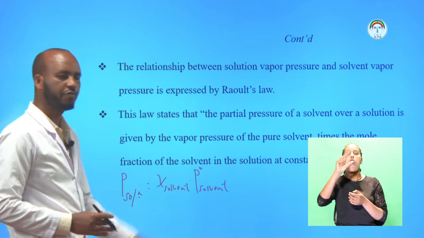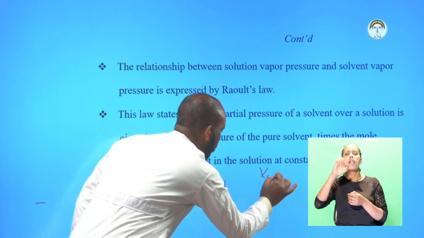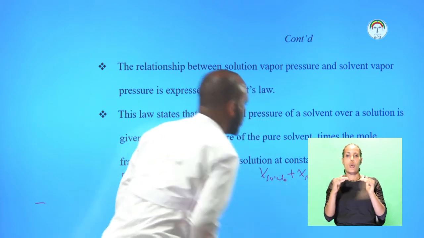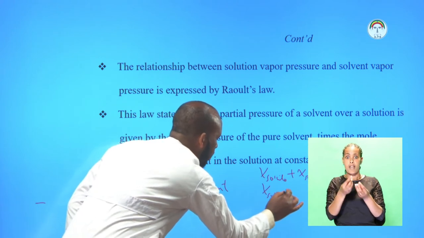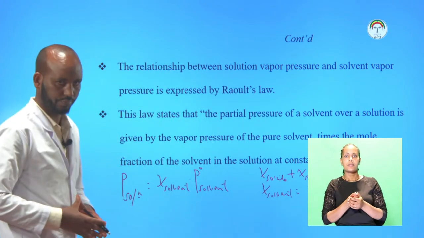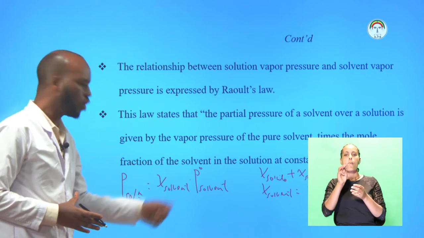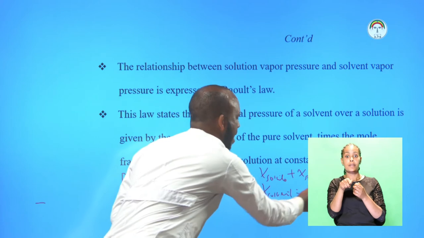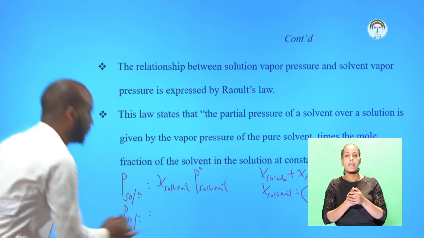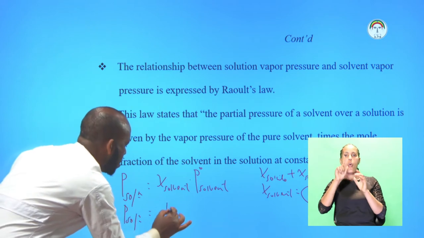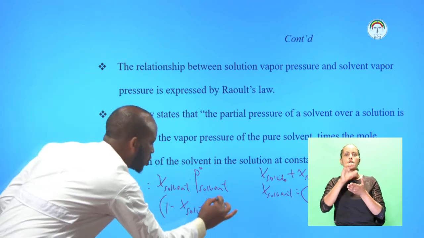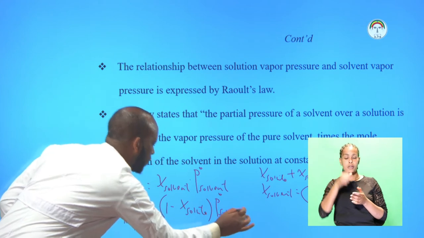Mole fractions add up to give one. Therefore, mole fraction of the solute plus mole fraction of the solvent equals one. From this, mole fraction of the solvent equals one minus mole fraction of the solute. In place of mole fraction of the solvent, we can use this, 1 minus mole fraction of the solute. Therefore, P of the solution equals mole fraction of the solvent, which is 1 minus mole fraction of the solute, times vapor pressure of pure solvent, P naught of the solvent.